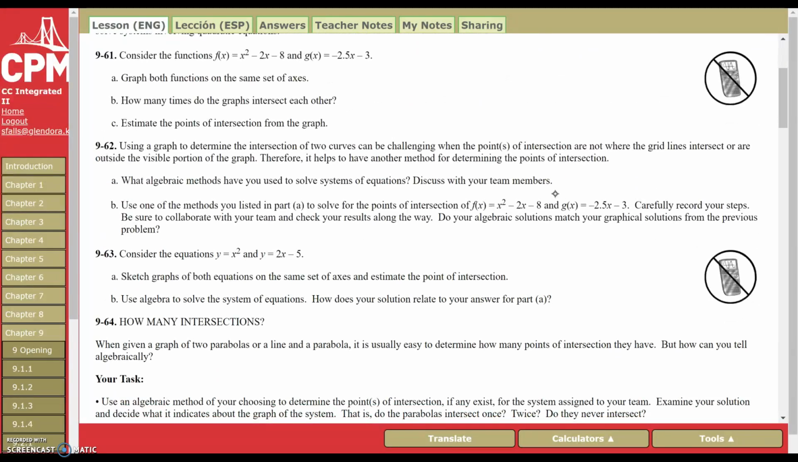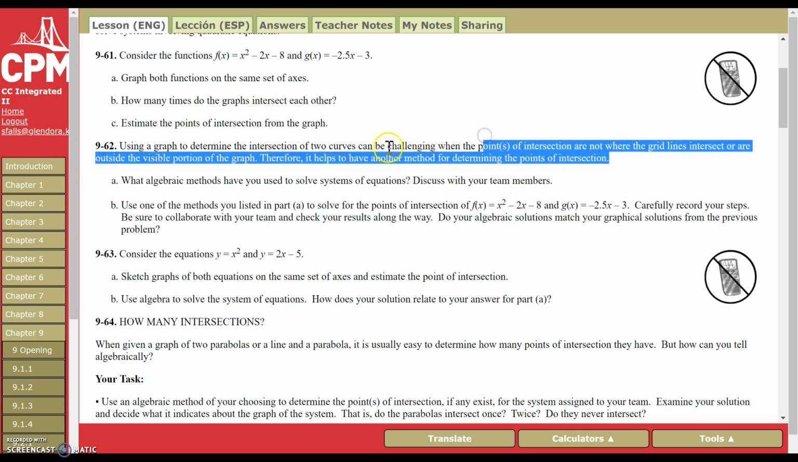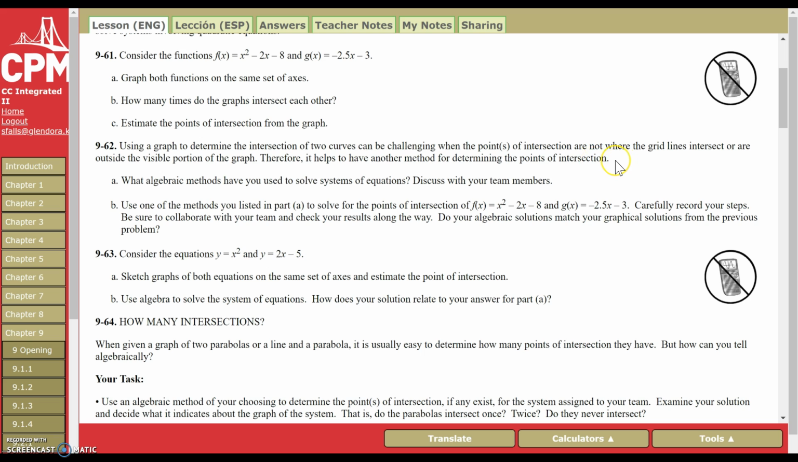Now we're not going to do anything in 62, we're just going to talk about it real quick. It says using a graph to determine the intersection of two curves can be challenging when the points of intersection are not where the grid lines intersect or are outside of the visible portion of the graph. So sometimes it can be hard to tell what the exact intersection points are. Therefore, it helps to have another method for determining the points of intersection.